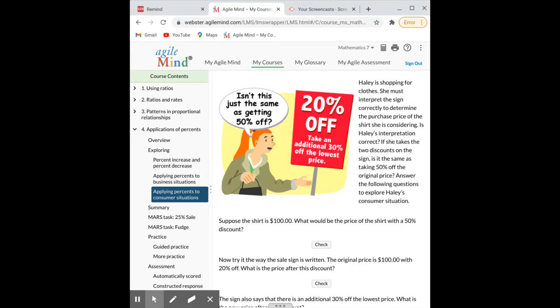All right, so looking at this, what do you think we need to do? It says, suppose the shirt is $100. What would be the price of the shirt with a 50% discount? What I want y'all to do is work together with each other to determine how much that price of the t-shirt is going to be. I'm basically wanting us to work together to actually say how to work this problem, not just get an answer.